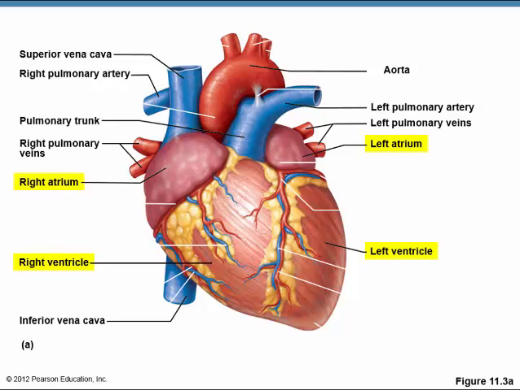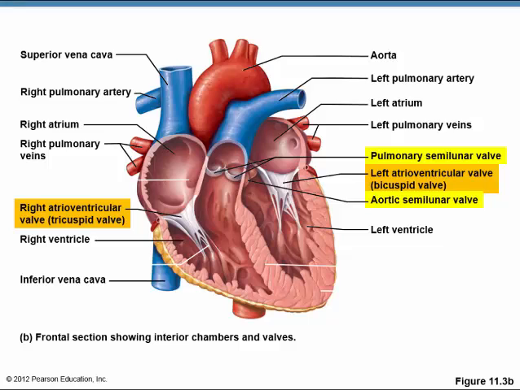Here you see highlighted the names of the chambers of the heart. The 2 upper chambers are the atria. There is a right atrium and a left atrium. The lower chambers are the ventricles, the right ventricle and the left ventricle. Notice that the apex of the heart consists only of the left ventricle.